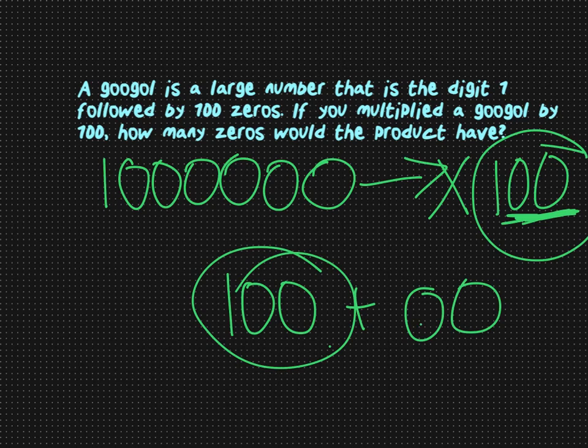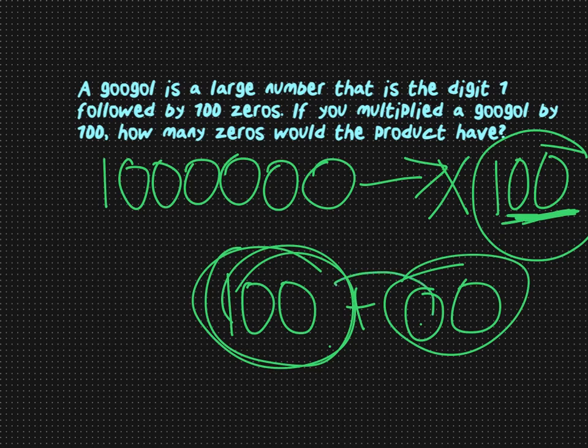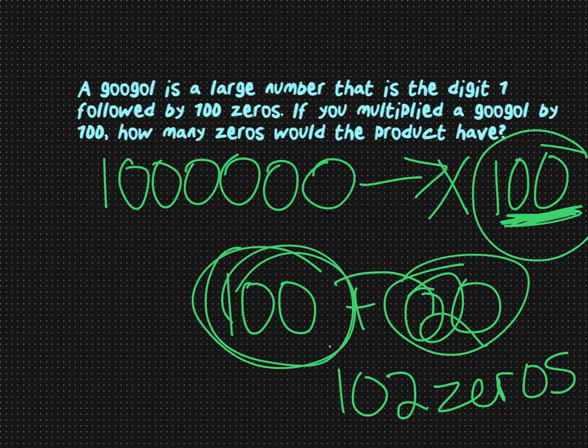So I have 100 zeros plus 2 more zeros. How many total zeros will I have in a googol? 100 zeros plus 2 more zeros is going to be 102 zeros. When I multiply by another 100, I have those 2 zeros in there.